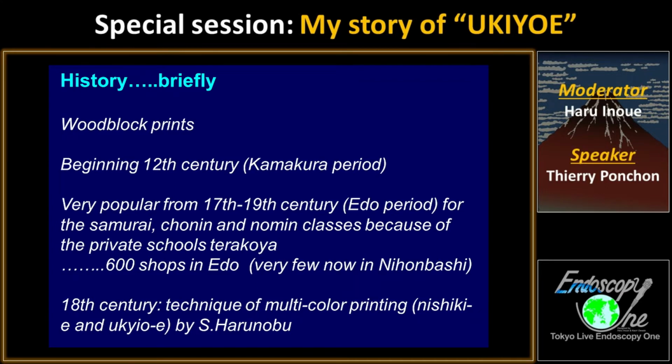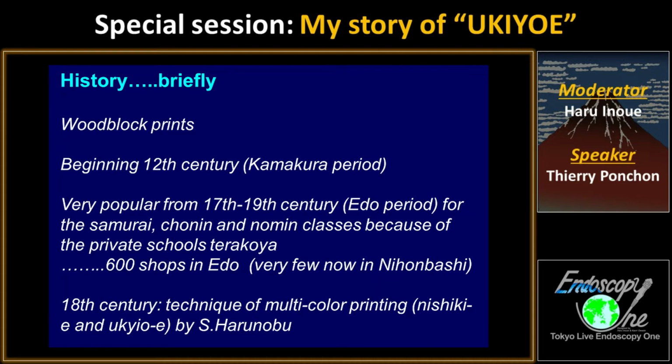Ukiyo-es are woodblock prints. They began in the 12th century during the Kamakura period, and became very popular from the 17th to 19th century during the Edo period. They were for all people of Japan: the samurai, the shonin, and even the nomin classes, and because of the private schools called terakoya, they spread education using ukiyo-e. In the past you had 600 shops in Edo for ukiyo-e, and now you have only very few in Nihonbashi.